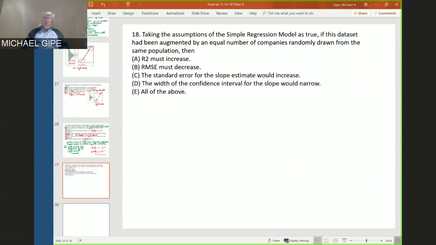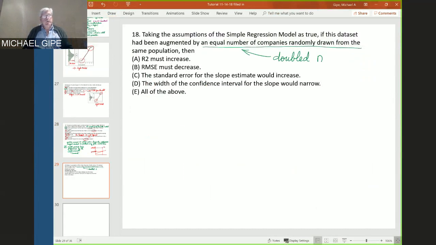Okay, last one. Taking the assumptions of the SRM simple regression model is true. You remember those. You've memorized them, right? Linear relationship, observations are independent, equal variance, and normally distributed around the regression line. If that's true, if this data has been augmented by an equal number of companies randomly drawn from the same population, what does that mean? It means we have doubled n, the size of the sample. What happens? Does R2 increase?